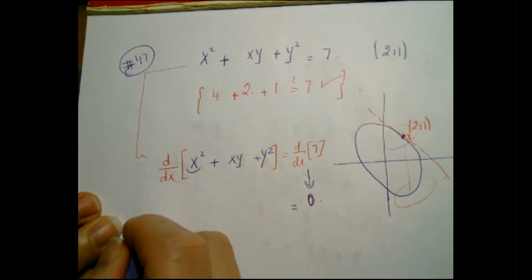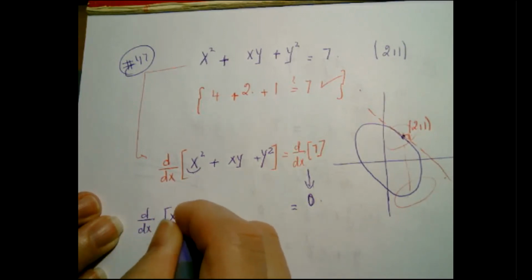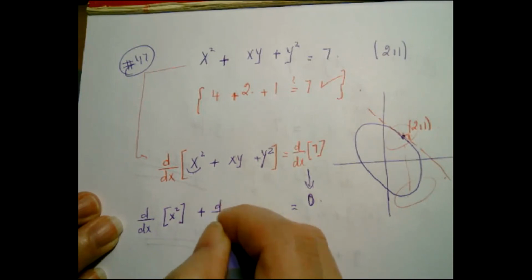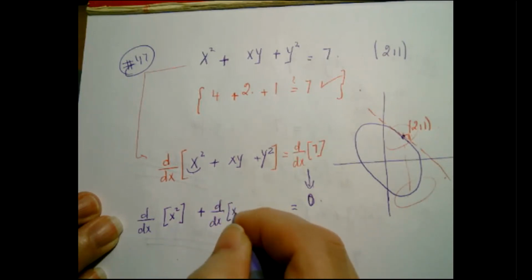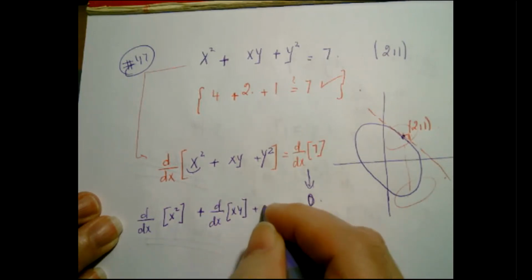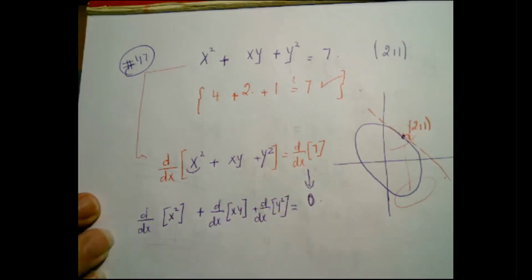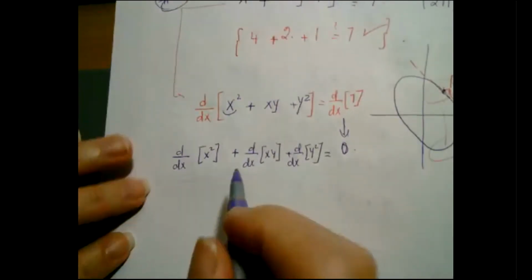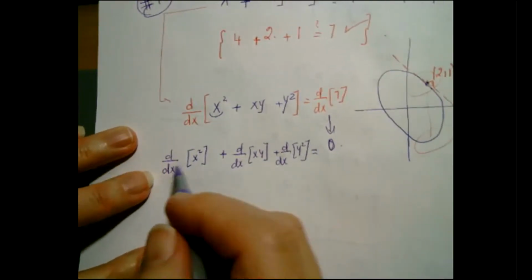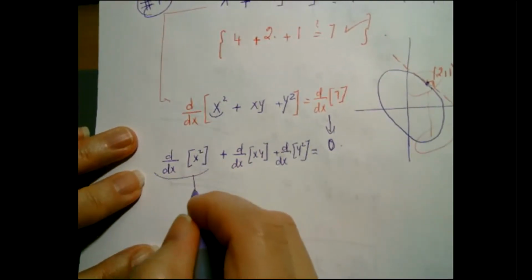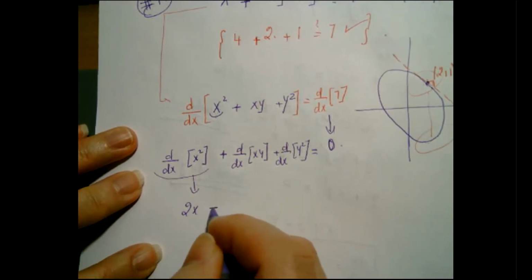The derivative of x squared, if you want, we can split it. I'm going to be a little bit slow here. Plus the derivative of xy plus the derivative of y squared. And then I will do them one by one. So I use what you call the sum rule, if you want. Now, derivative of x squared, that's simple, 2x.